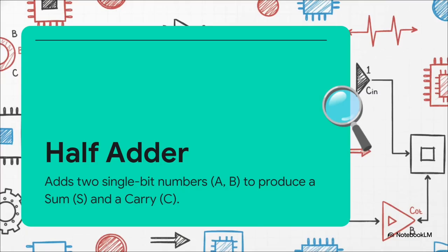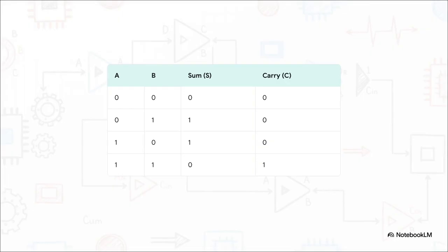The job of a half adder is, well, beautifully simple. It takes in just two inputs, two single bits, we'll call them A and B, and it gives you two outputs, the sum, which is the result, and a carry, which you might remember from elementary school math class. And here's how it works, all laid out in what's called a truth table.